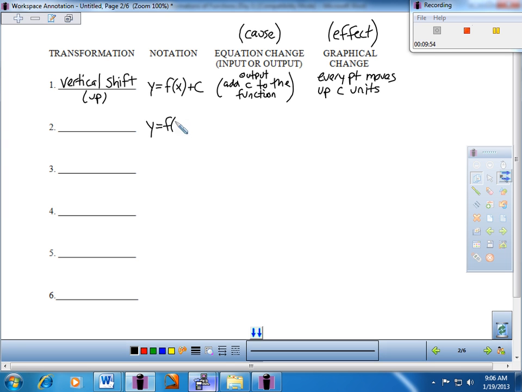Here's the good news. Similar notation. Instead of a plus, let's go ahead and throw a minus on it. Now again, does that look like an input change or an output change to you? I would argue output. X hasn't changed, it's still x. It's f of x that's changing by now subtracting c. So everyone, if you would, output. So right away, let me be very clear on that, you know this is going to be something vertical. So in this case, it looks like we are subtracting c from the function.